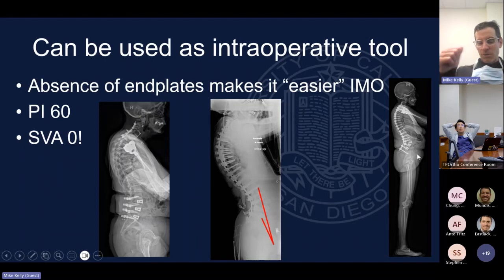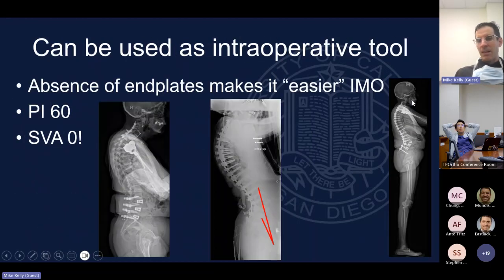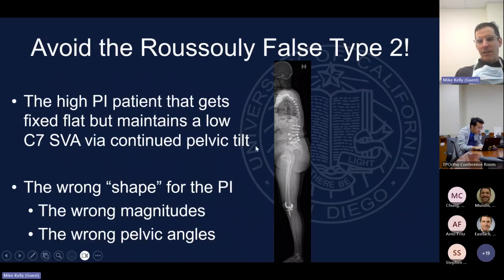The people that don't PJK and don't pseudo, but still have pelvic retroversion. So this patient was on OxyContin when she came into the clinic, and at 6 months was off all opioids. She was so much better. And again, you really want to avoid the false type 2. This is a false type 2, right? Hips up high, hips out front, small lumbar curvature, small thoracic curvature.